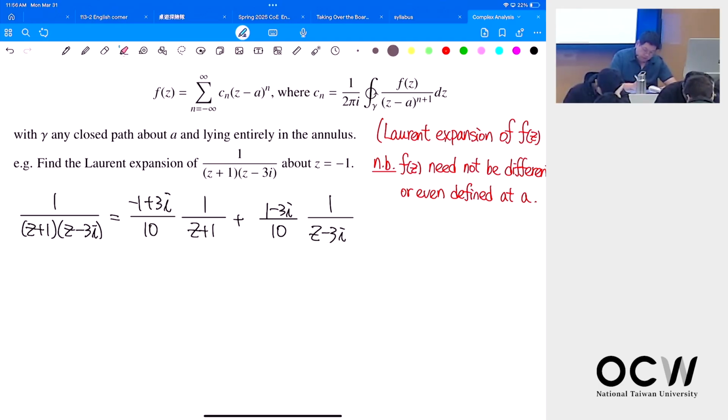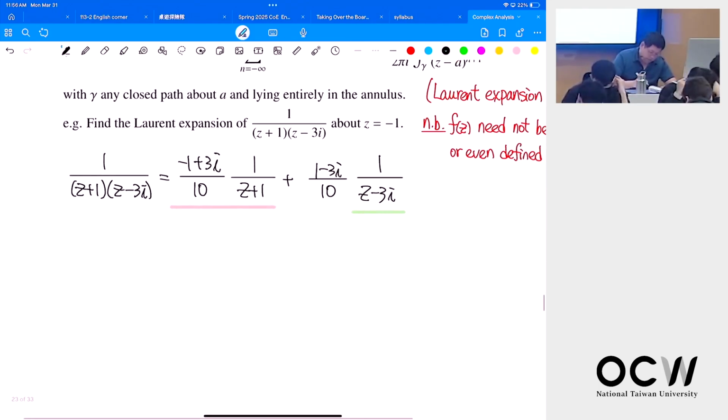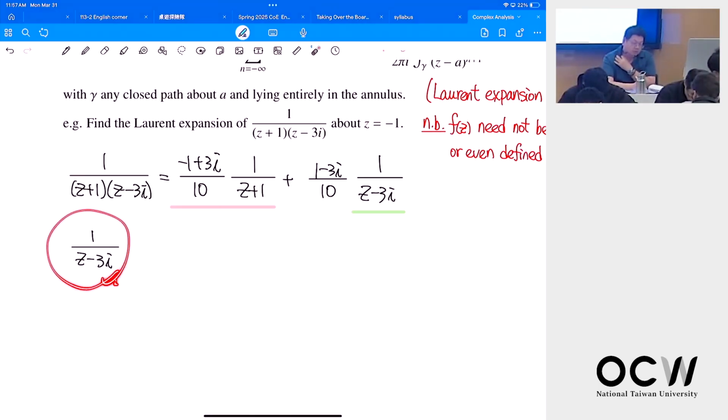Apparently, this will be the Laurent part. And then we need to deal with this Taylor series. For the Taylor series, 1 over Z minus 3I. Let me give you 3 minutes to see if you can find the Taylor series or Taylor expansion of 1 over Z minus 3I. Okay. You can find the ratio, and the ratio should be less than 1. Then you can find the radius of convergence.